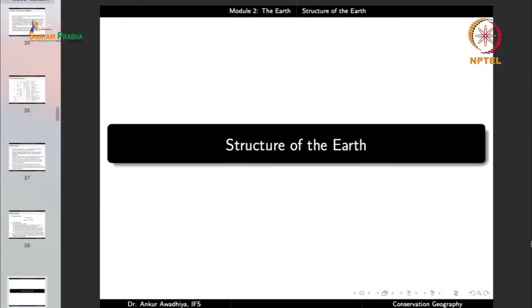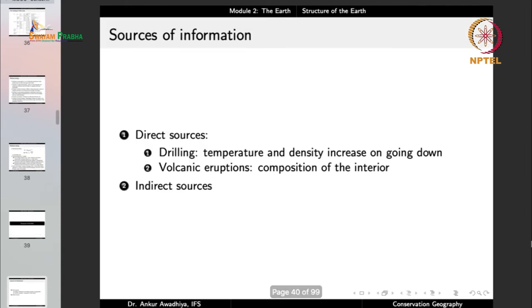Now, in the next lecture, we looked at the structure of the Earth. And in this case, we saw that there are two sources of information. We have direct sources, where we directly get the information, say through drilling or through volcanic eruptions. Now, in drilling, we get the information that as we go down, the temperature and density increase. Through volcanic eruptions, we get a composition of what is there in the interior. So we can now know what are the elements that are there in the inside of the planet.